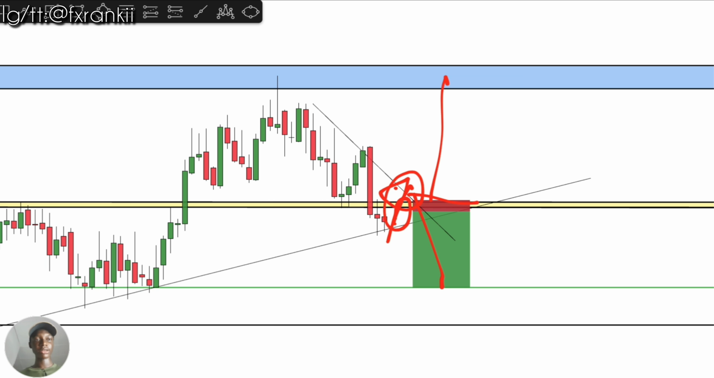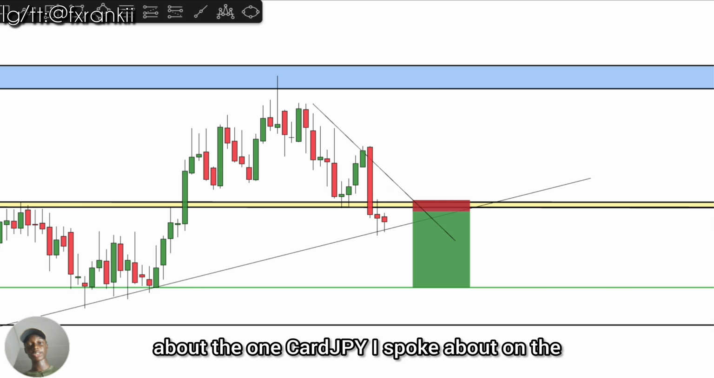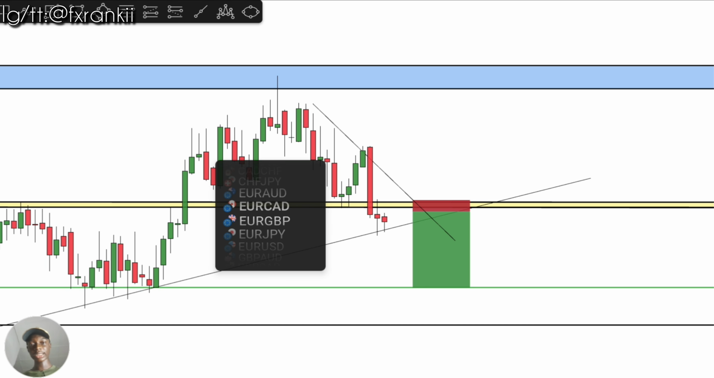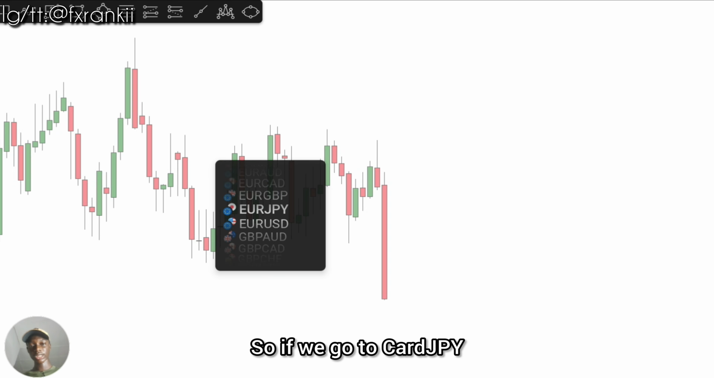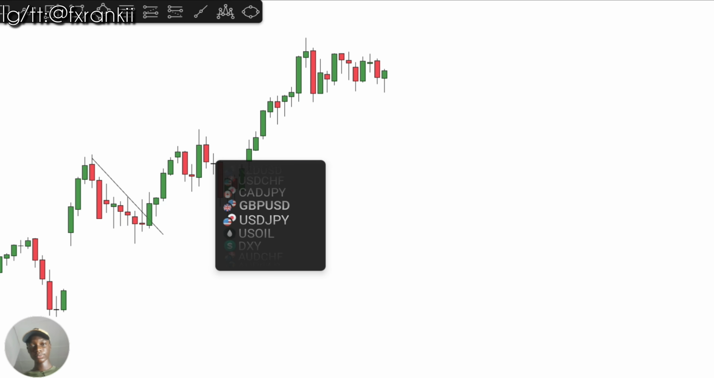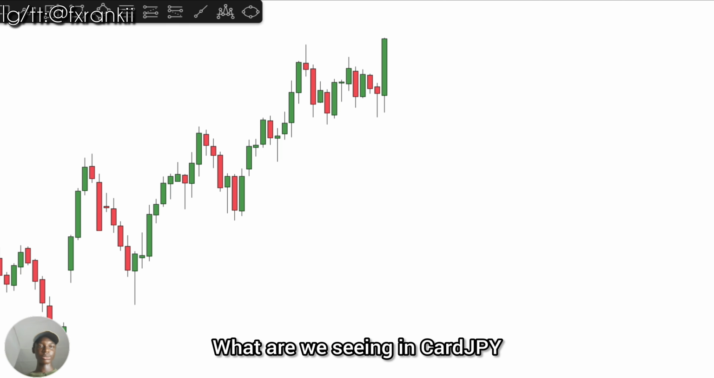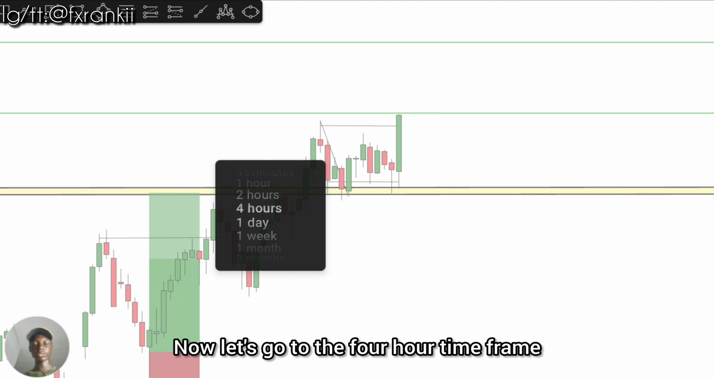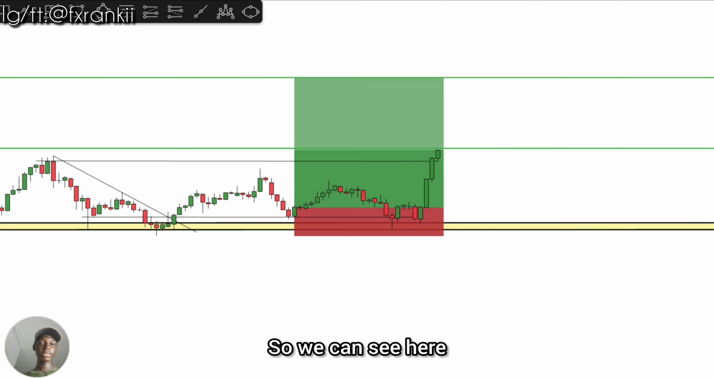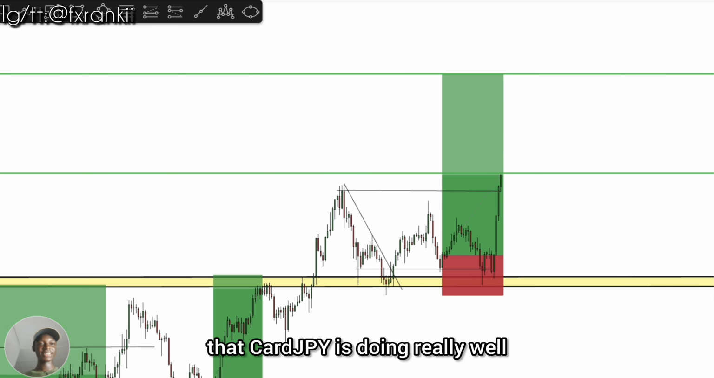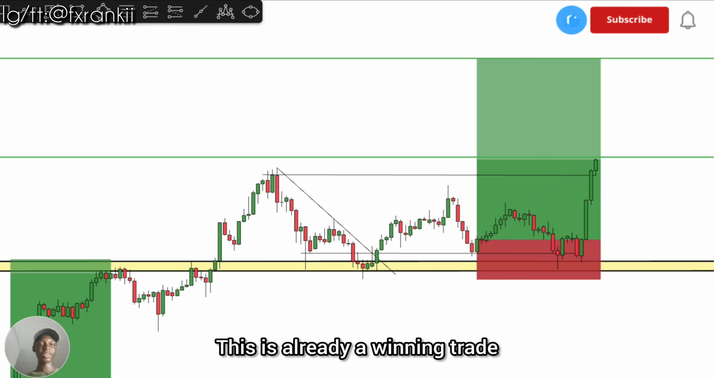So now the last pair, which is the one I want to show you guys, the CAD JPY I spoke about the last time I was here. So if we go to CAD JPY, what are we seeing in CAD JPY? Now let's go to the 4-hour time frame. We can see here that CAD JPY is doing really well. This is already a winning trade.